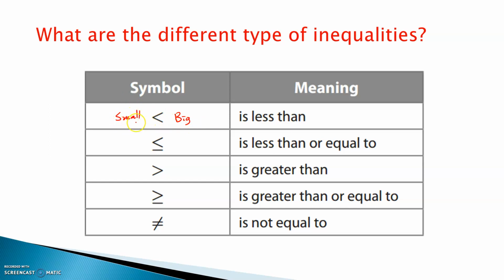So again, the small number would go over here, something like 3. The big number over here, something like 8. That would be a true statement. 3 is less than 8.